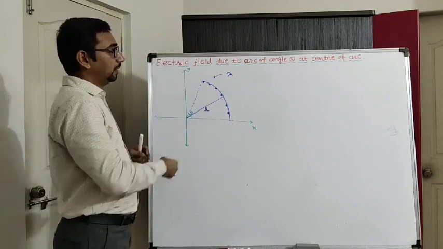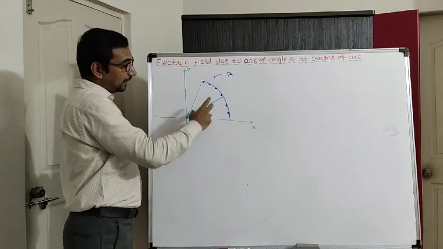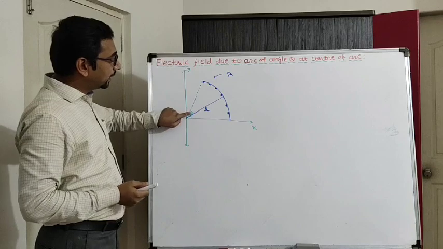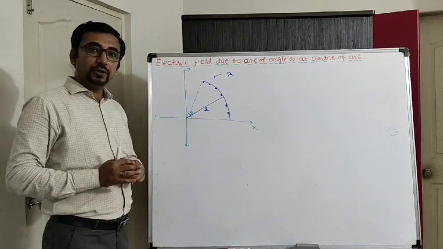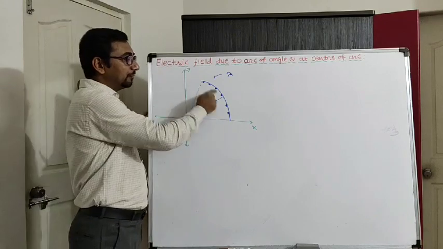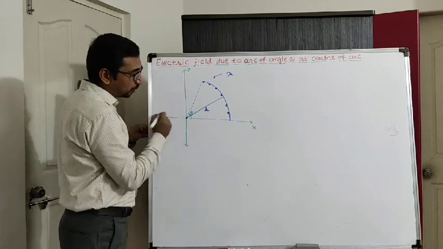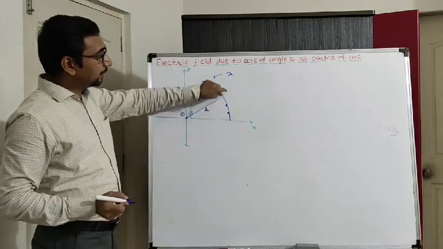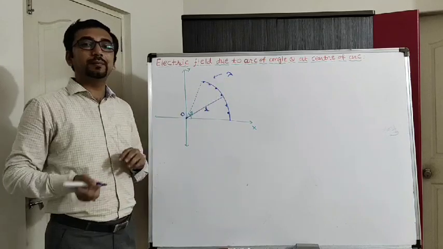Here we have taken a curve of length, suppose L. Its radius is R and it makes angle theta at the center. Now we want to find the electric field produced by this arc at center point O. So again, this is a continuous charge distribution. Suppose its uniform linear charge density is lambda.